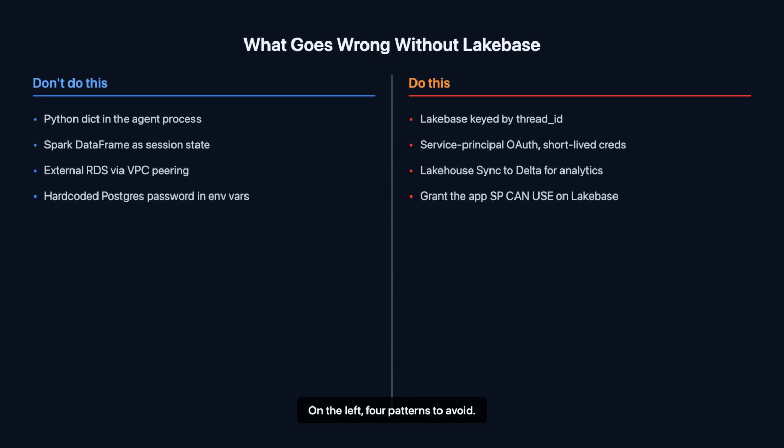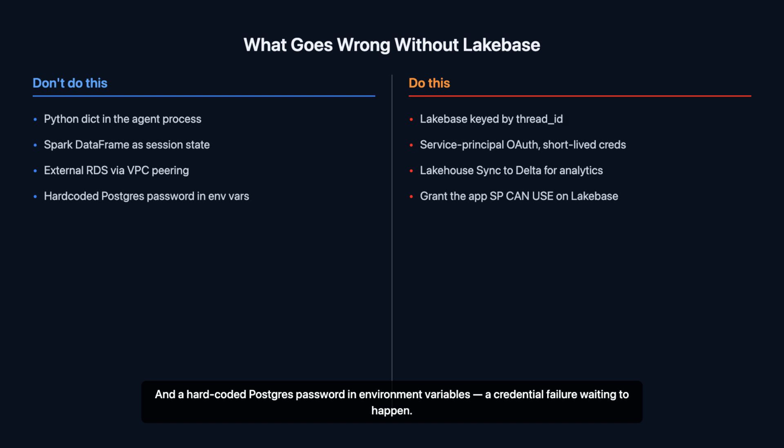On the left, 4 patterns to avoid. A Python dict inside the agent process, wiped on every restart. A Spark data frame as session state. Spark is a batch engine, not an OLTP store. External managed Postgres reached over VPC peering works, but is expensive operationally and slow on cold paths. And a hard-coded Postgres password in environment variables, a credential failure waiting to happen.